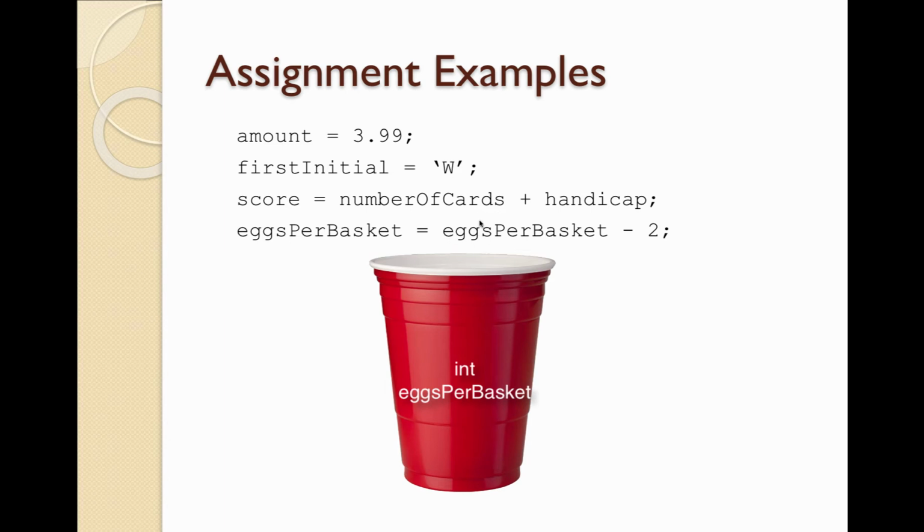The way that this works is, let's pretend that eggsPerBasket currently is initialized to 10, or has the value 10 in its memory location. It would then get that 10, subtract 2 from it, which would put 8 on the right-hand side of the assignment statement. It then places that 8 back into the variable eggsPerBasket. The number 10 is replaced by the number 8, and the number 10 is gone forever.